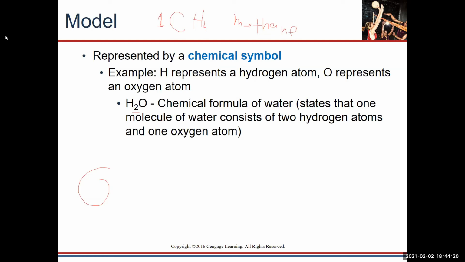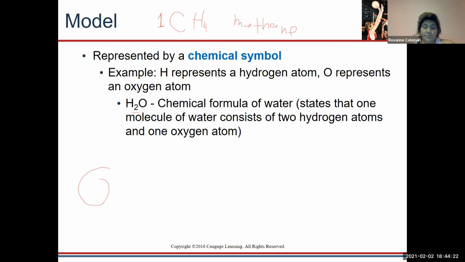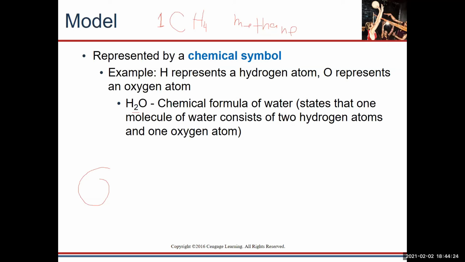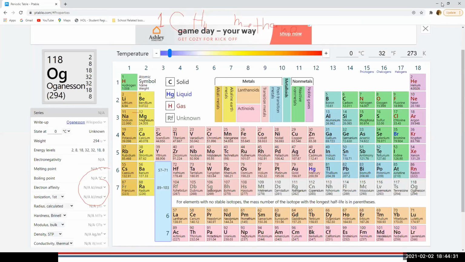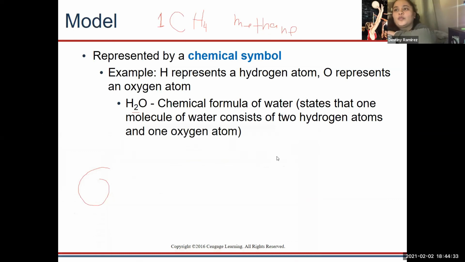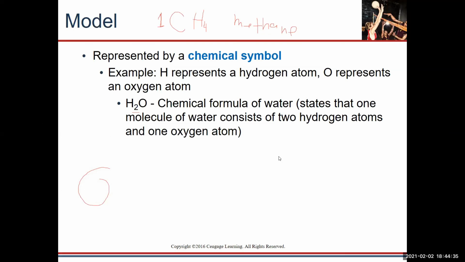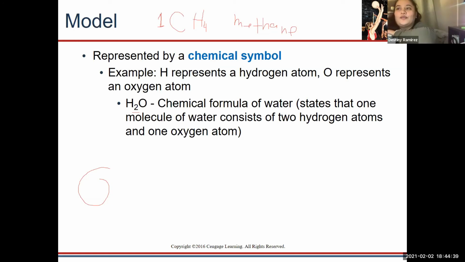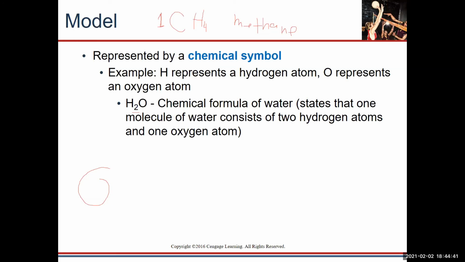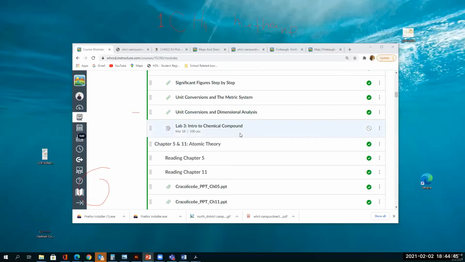Okay? So, how many of you guys know all of the elements on the periodic table? There's about 118 different elements. No, you don't have them memorized? Weren't you supposed to have those memorized last week before school started? No. Okay, so that brings us to a couple of things.